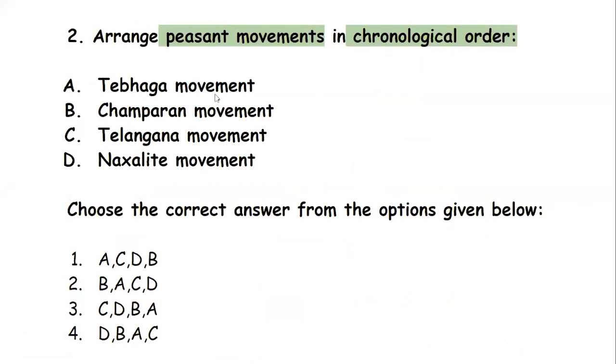So there are 4 peasant movements and we have to arrange this in chronological order, which means based on the year which it started or happened. The first option is Tebhaga movement, Champaran movement, Telangana movement, Naxalite movement. Okay, these are the four options.